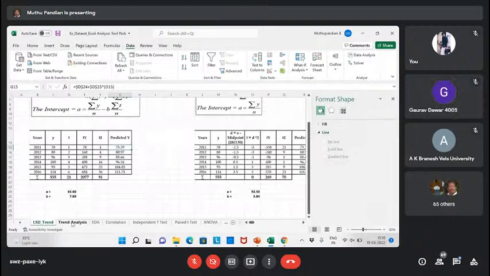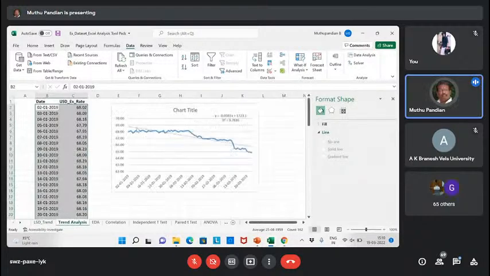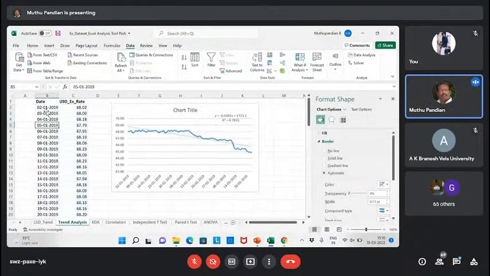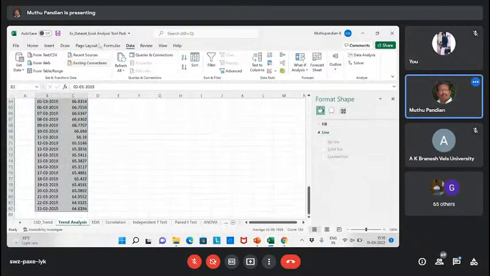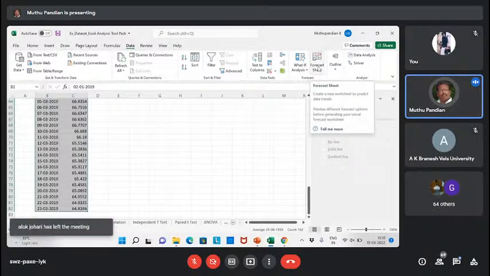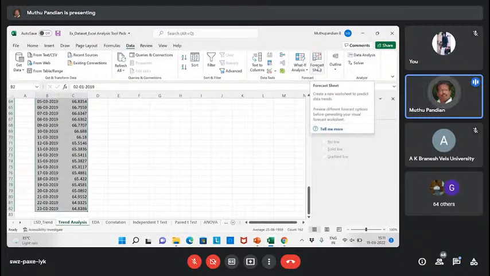Okay, fine. Yes, sir. So prediction is very simple. You need not bother about anything. Just select the data, and then go to the data menu. In the data menu, the forecast sheet will be there. This is available after 2016, or Office 365. Only these two versions have it. Before that, in versions 2013, 2010, 2007, you will not get this forecast sheet.